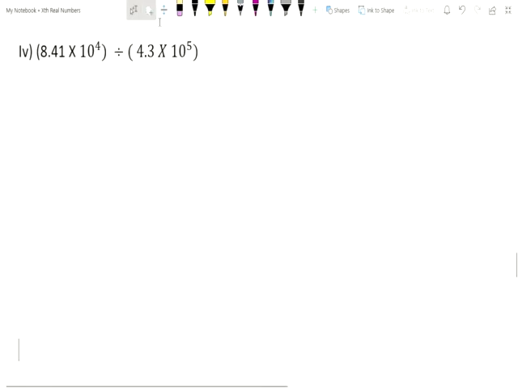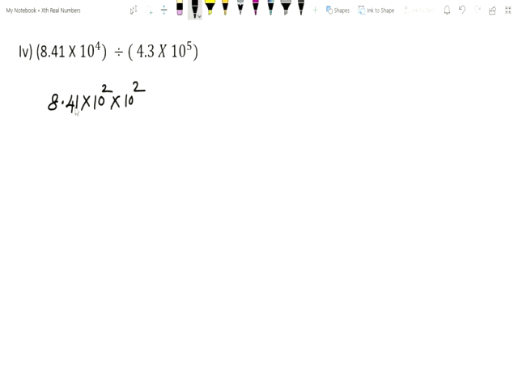So division. 8.41 into 10 power 4 divided by 4.3 into 10 power 5. Okay. So 8.41 into, I am going to split this 10 square into 10 square. 10 square into 10 square, what will you get? 10 power 4.